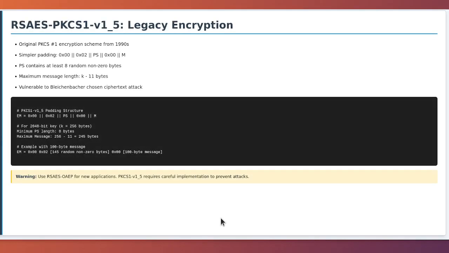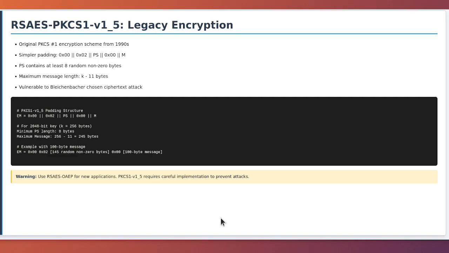RSAES-PKCS1-v1_5 Legacy Encryption. RSAES-PKCS1 version 1.5 is the original RSA encryption scheme from the PKCS #1 standard. While RFC 8017 still includes this scheme for backwards compatibility, it is considered legacy, and new applications should use RSAES-OAEP instead. However, understanding PKCS1 version 1.5 is important because it is still widely deployed in existing systems.